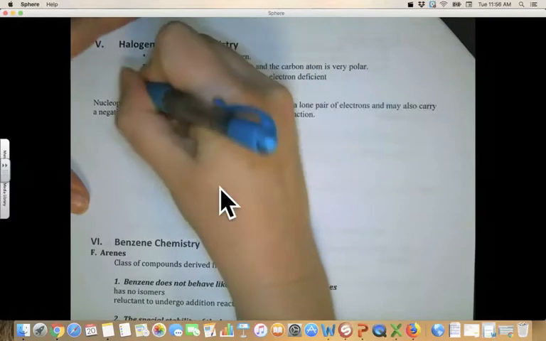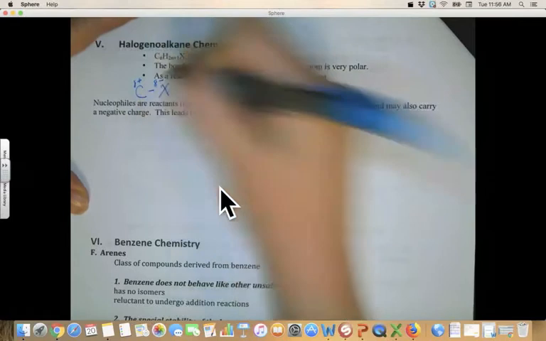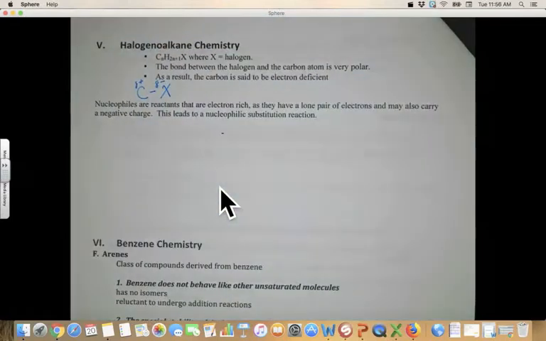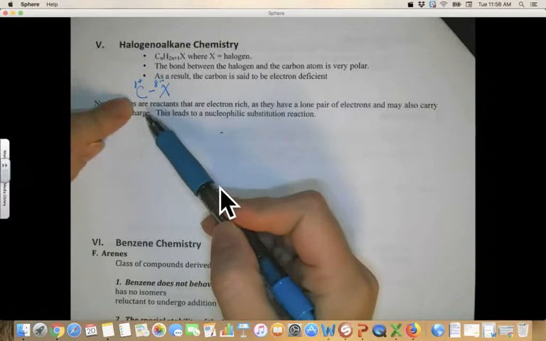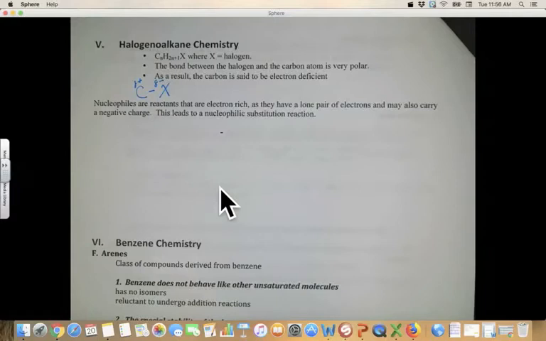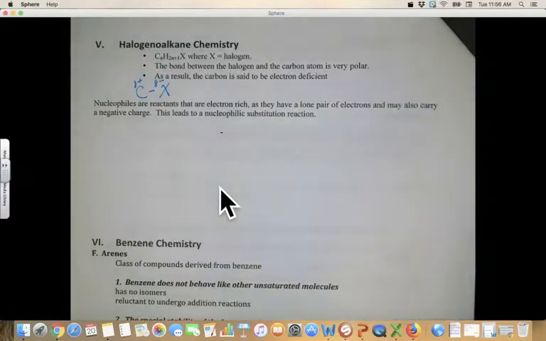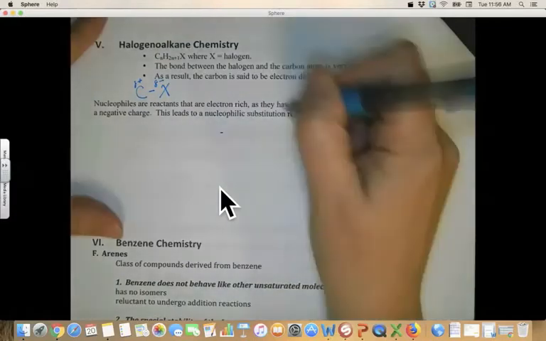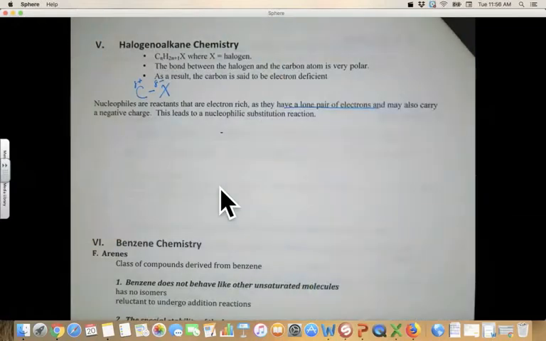It's really polar, and so our carbon is a little bit positive, and our halogen, whatever it is, is a little bit negative, slightly negative. And so we can consider this carbon as electron deficient. Well, if there is a nucleophile floating around, it's going to be attracted to that electron deficient region. A nucleophile, that's a nucleus lover, something that's going to be attracted to positive charge. So these are electron rich, they're going to have a lone pair of electrons, they may also have a charge.